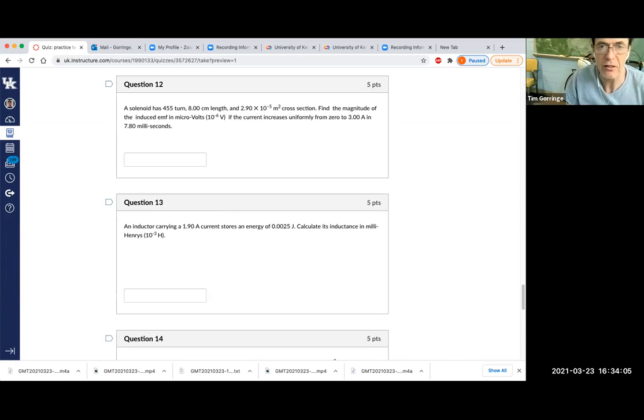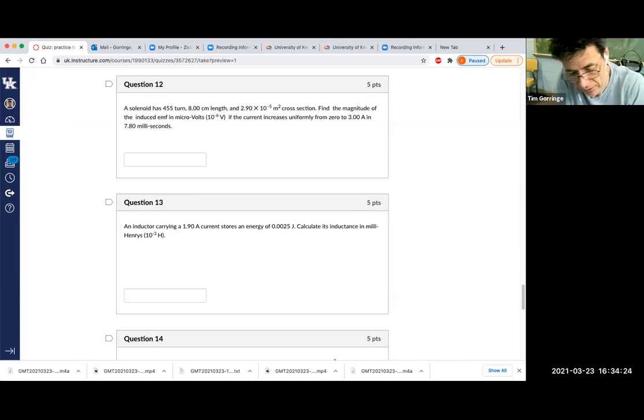There's a change in magnetic field in the solenoid, so there's a change in flux through the solenoid, so there's an induced EMF in the solenoid. And we're going to work out this problem in those three steps. First, find the change in magnetic field. Second, find the change in flux. Third, find the induced EMF.